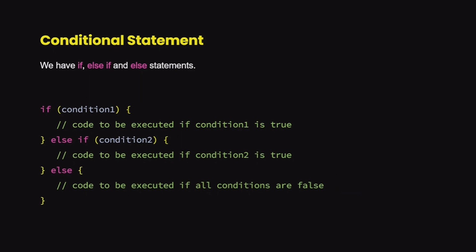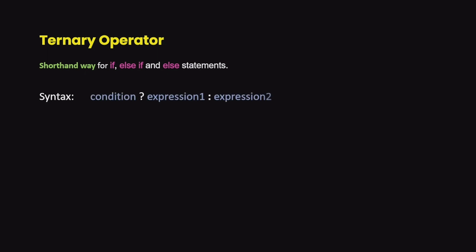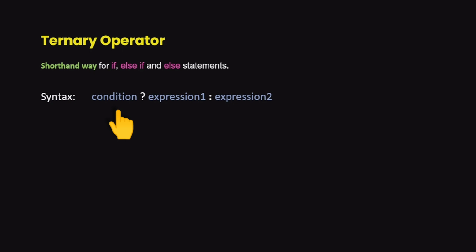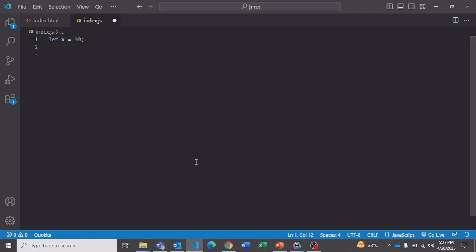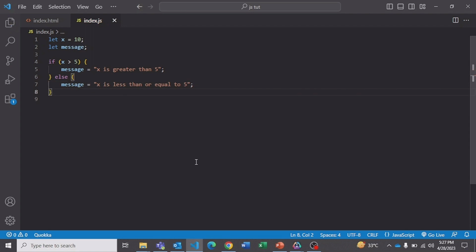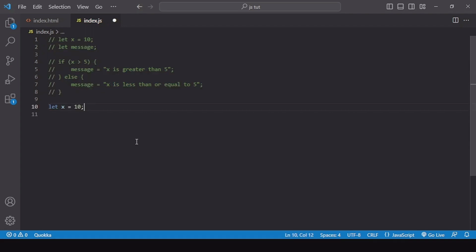JavaScript provides another conditional statement, which is the ternary operator. It is a shorthand way to write an if-else statement in a single line of code. Here, condition is the condition that is checked, expression 1 is the value that is returned if the condition is true, and expression 2 is the value that is returned if the condition is false. Suppose we have code written in an if-else statement. We can refactor this code in one line. Here x is obviously greater than 5, so the condition is true. It will execute and return the first expression.